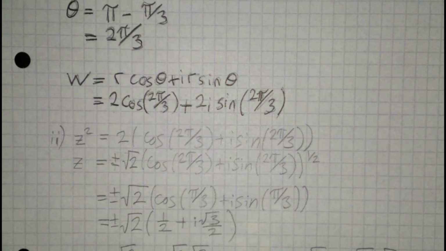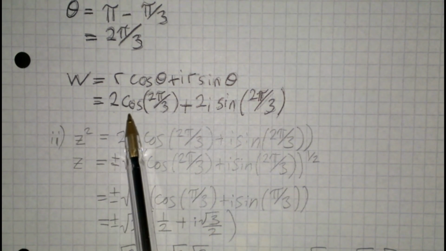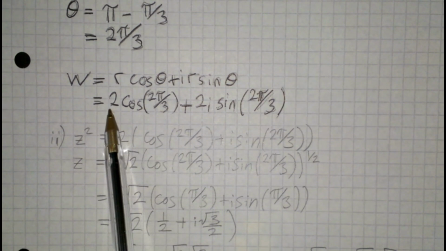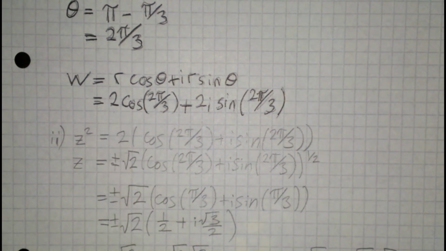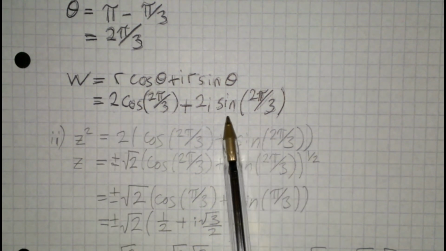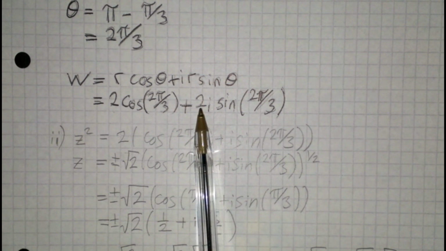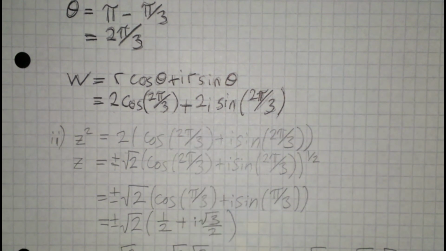You can check your answers here as well just by working out what cos 2 pi over 3 is. But that's minus a half, multiply that by 2 and you get -1, which is the x coordinate you started with. You can take sine of 2 pi over 3, that's root 3 over 2, multiply that by 2 and you get root 3. And that's exactly what you started with again.